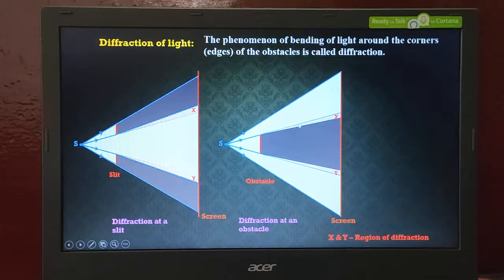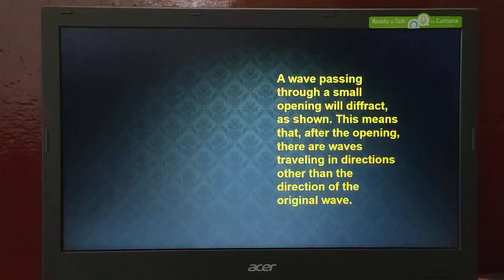Here there is a slight bend of light and here also there is a slight bending of light. This property is known as diffraction of light. Bending of light around the corners or edges of the obstacle or slit is called diffraction. We can see some other practical demonstrations of this diffraction of light.